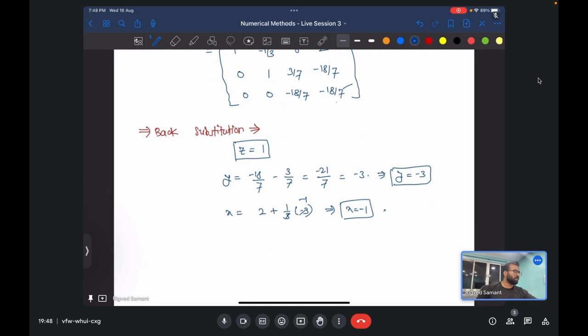So maybe I'll just check once what it is. That is problem number 4, setting up a tri-diagonal matrix, that related problem, using Thomas algorithm.